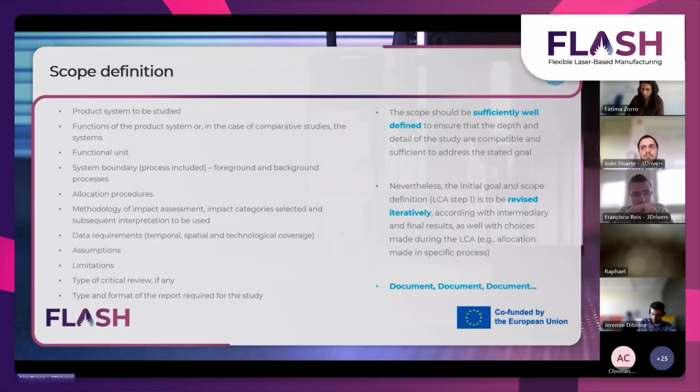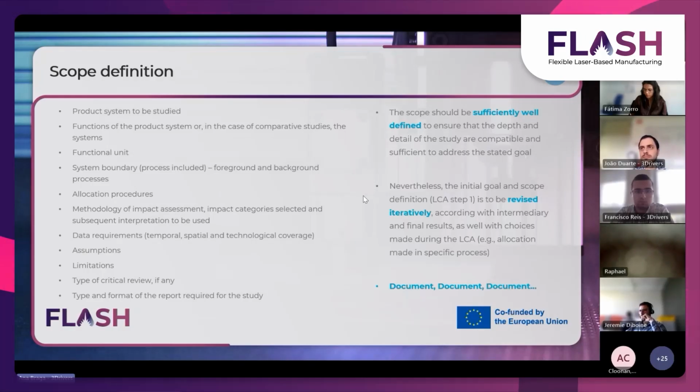Also, any limitations that can be found, critical reviews, and the format of the report that is required for the study. So, in summary, the scope should be sufficiently well defined to ensure that the depth and the detail of the study are compatible and sufficient to address the stated goal. And of course, the initial goal and scope definition can be revised iteratively because it's an ongoing process, and if necessary, it has to be adjusted according to the developments of the project, use cases, for example.